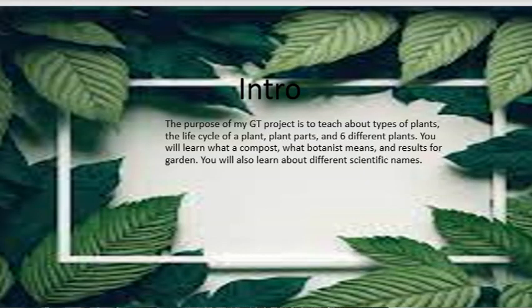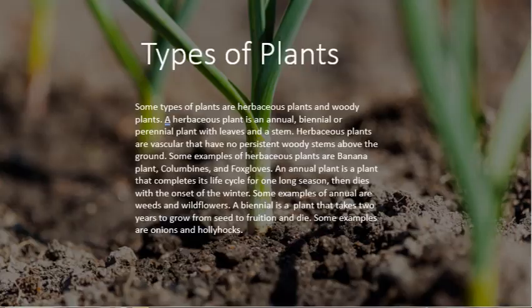The purpose of my GT project is to teach you about types of plants, the life cycle of a plant, plant parts, and 6 different plants. You will learn about compost, what botanist means, and results for our garden. You will also learn about different scientific names.